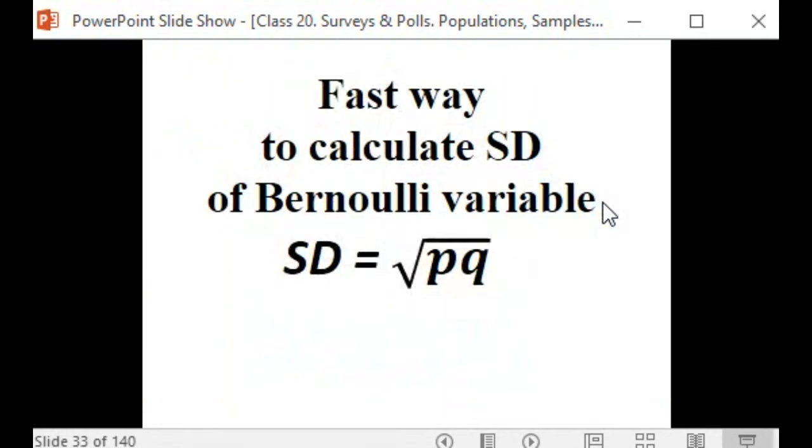But if we do it the fast way, the standard deviation of a Bernoulli variable is equal to the square root of P times Q. And this is a shortcut we can use with Bernoulli variables, but not other variables.